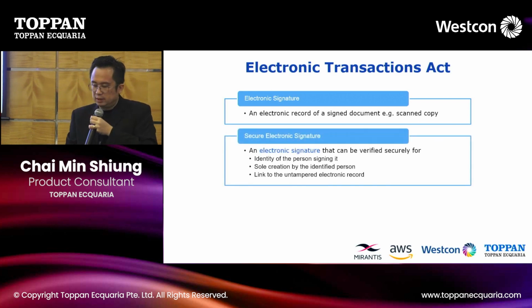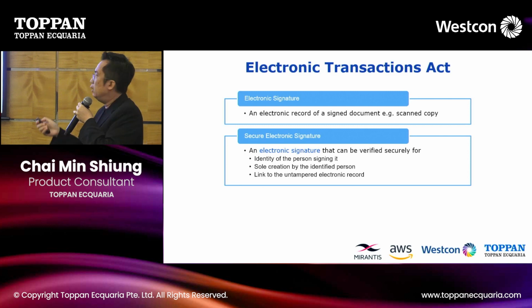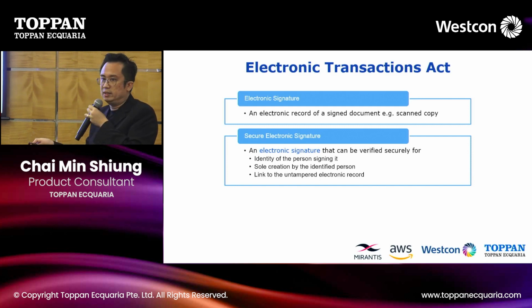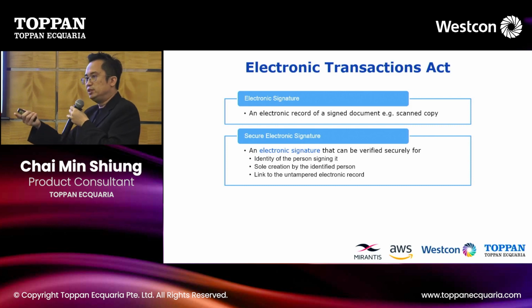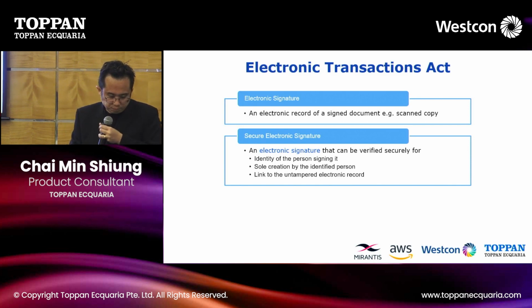The next type of signature, one level up, is the secure electronic signature. A secure electronic signature is an electronic signature that can be verified securely: you can identify the person, and only that one person can create that signature. So that's where certs come in. And you can link it to the record.